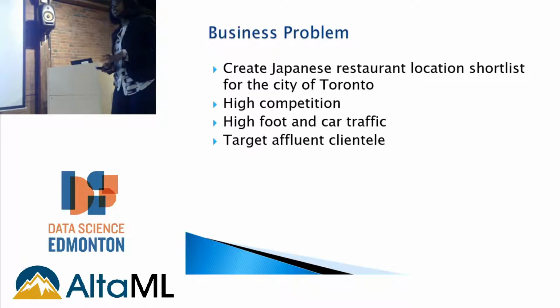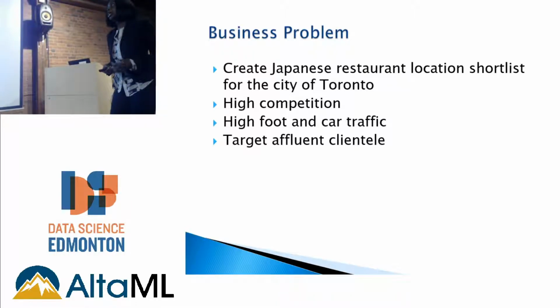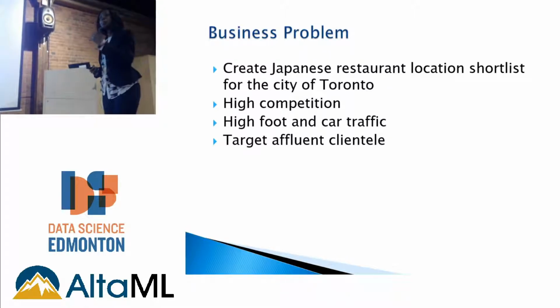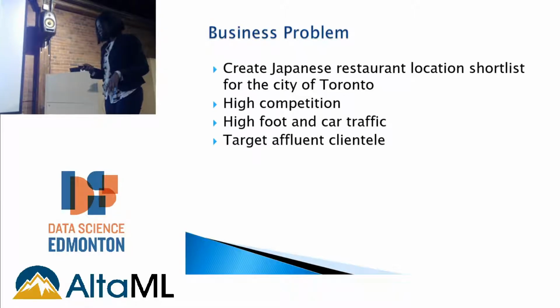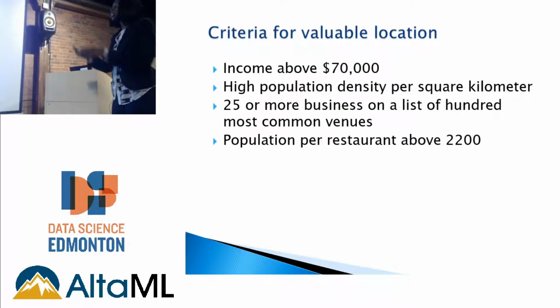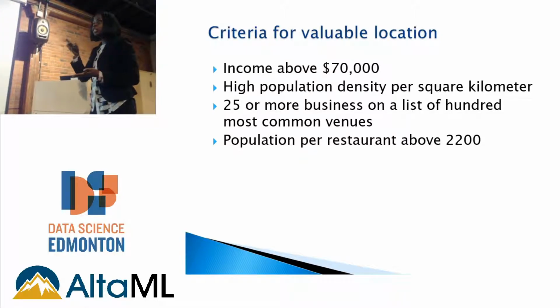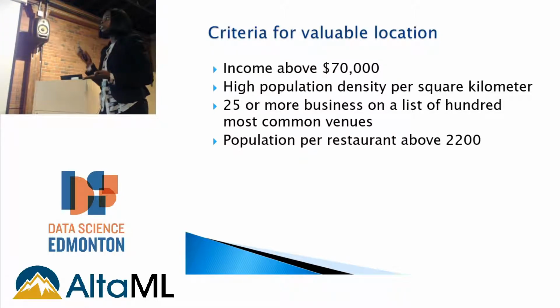And the other thing when it comes to the right location for a restaurant is that one with high foot and car traffic makes sense. And for this case, because we are creating a list for Japanese restaurants, it makes sense to target middle class and above. So the criteria for our valuable location is basically income above 70,000.